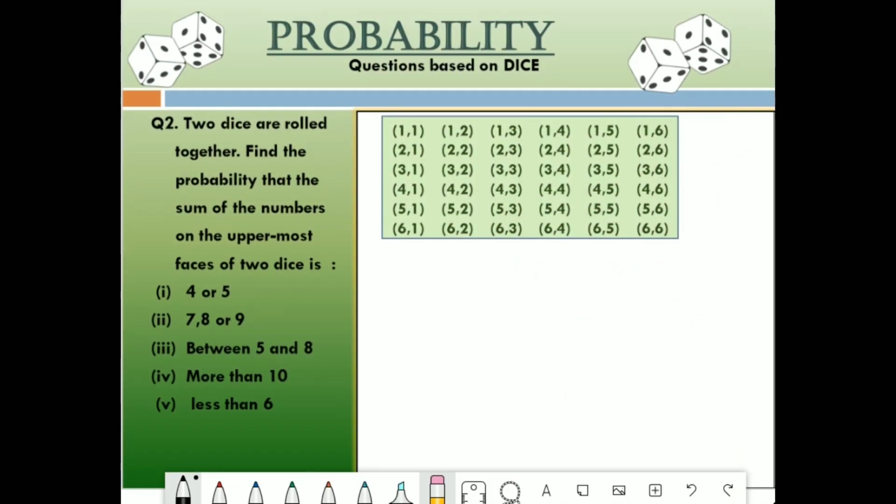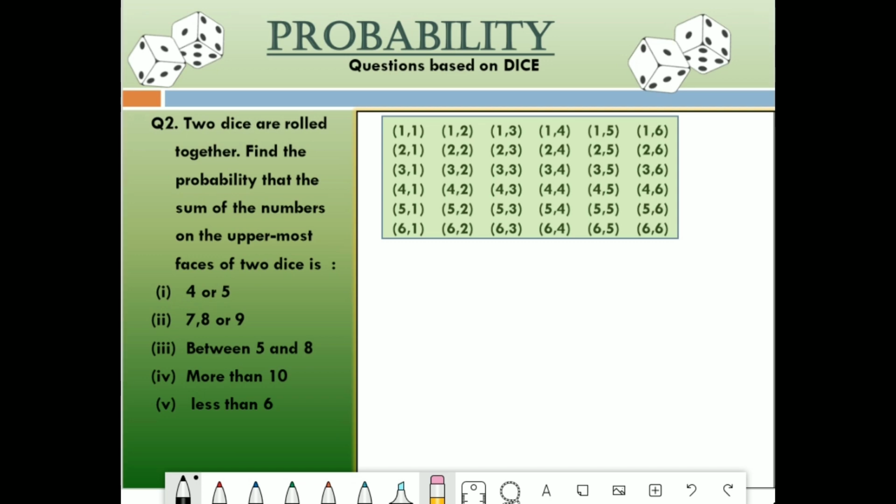Question number 2. 2 dice are rolled together. Find the probability that the sum of the numbers on the uppermost faces of 2 dice is. We have 5 different parts in this question, and firstly you need to make the sample space. Here I have already mentioned it, so it will be easier for you.